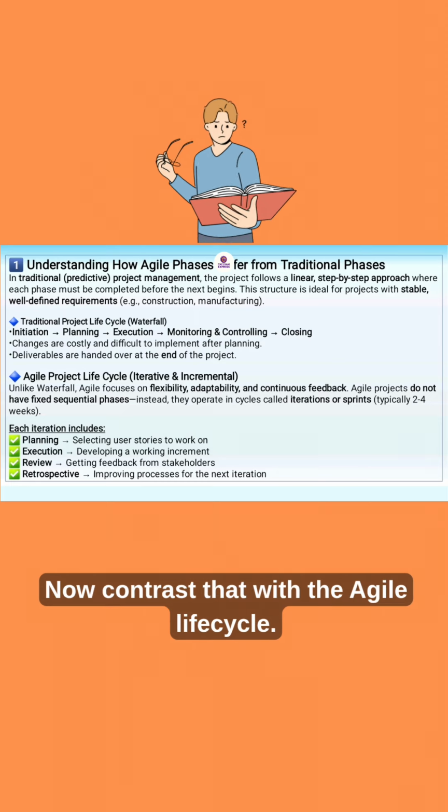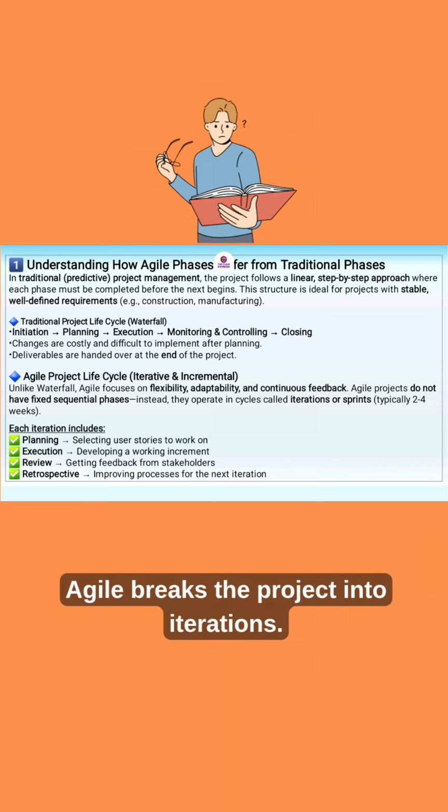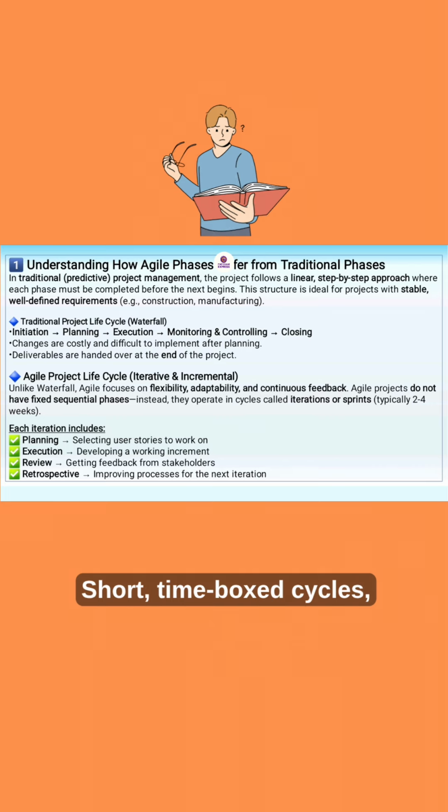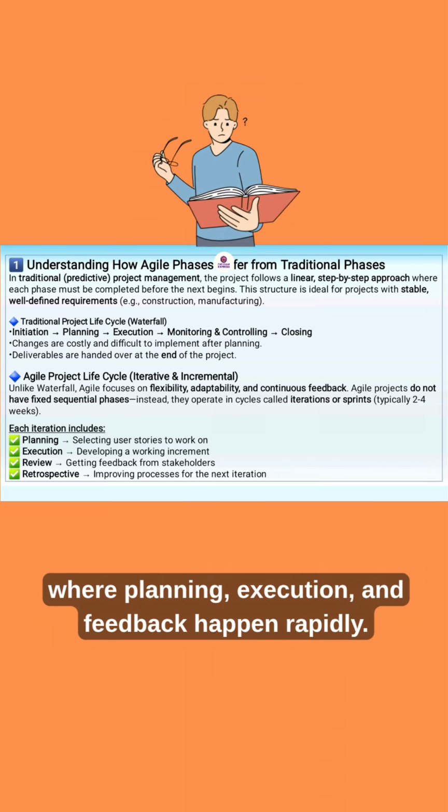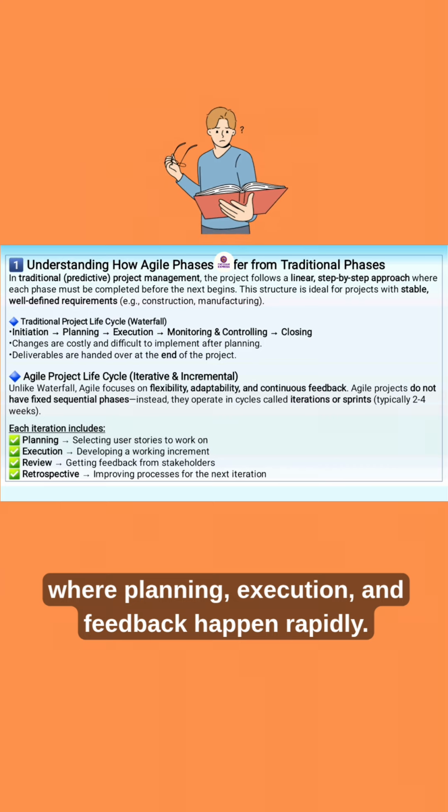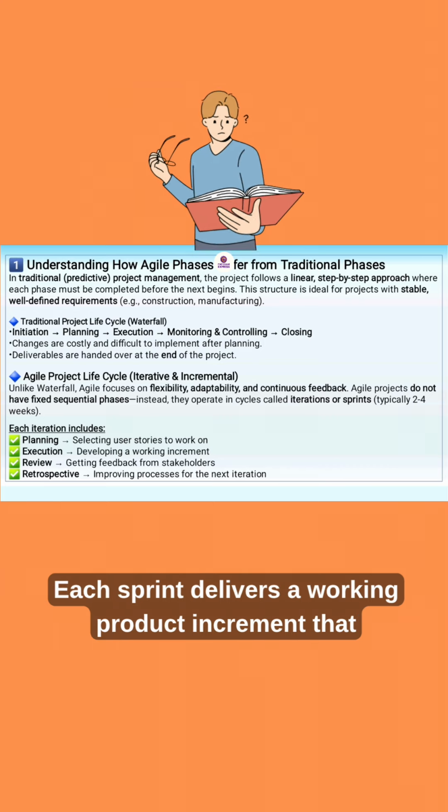Now contrast that with the Agile life cycle. Agile breaks the project into iterations or sprints, short, time-boxed cycles where planning, execution, and feedback happen rapidly. Each sprint delivers a working product increment that adds value.